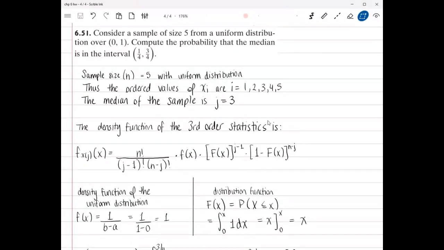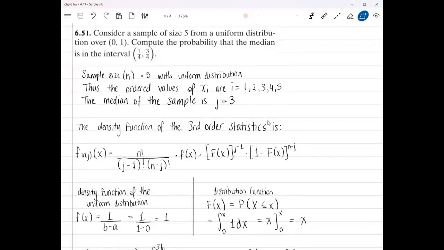So I'm presenting question 6.51, and the question asks, consider a sample of size 5 from a uniform distribution over 0, 1, and compute the probability that the median is in the interval 1/4 to 3/4. In the question, it's given that the sample size is 5 and that the distribution is uniform. So the i values are just going to be 1 through 5. And the median of the sample is the 3rd, so we have to apply the density function of the third order statistic.